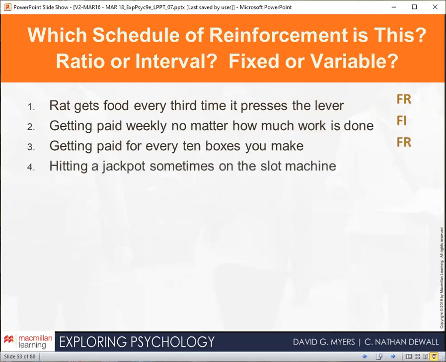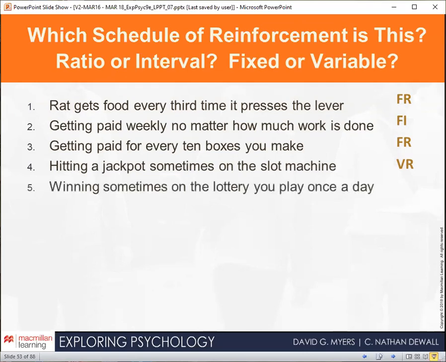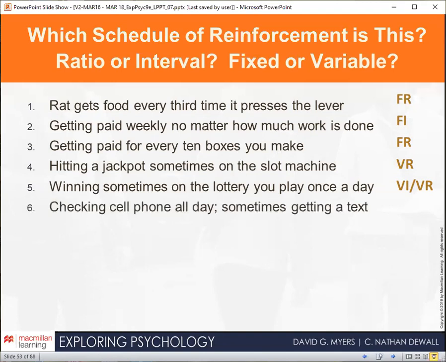Fixed ratio. Number 4, hitting a jackpot sometimes on the slot machine. Sometimes, variable. You have to do something, you pull the slot machine lever, variable ratio. Winning sometimes on the lottery, you play once a day. If you play once a day, then it's a ratio. The percentage of behaviors being rewarded and the percentage of days rewarded are the same. So both answers are going to be correct here. Variable interval and variable ratio. Checking your cell phone all day, sometimes getting a text, variable interval.